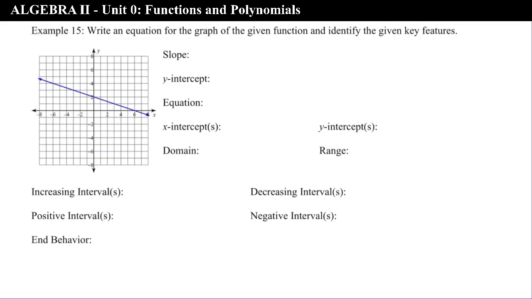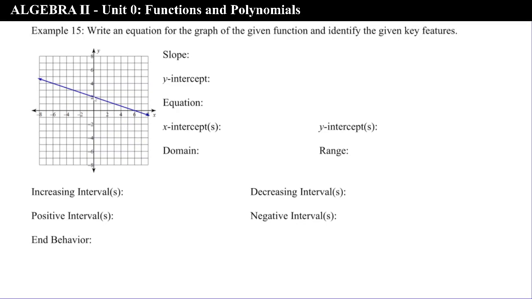So let's start off by taking a look at the slope. You may remember when we are looking at the slope for a linear function, we are looking at rise over run. Well, this line is slanted downward, which means it's decreasing. You may remember when we have a decreasing function, the slope should be negative. When we have an increasing function, our slope should be positive.